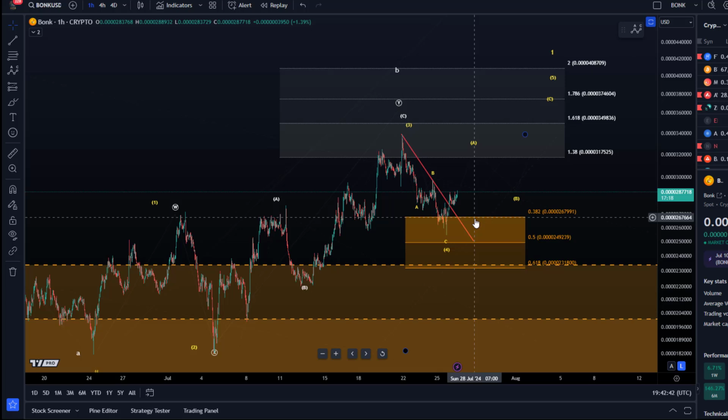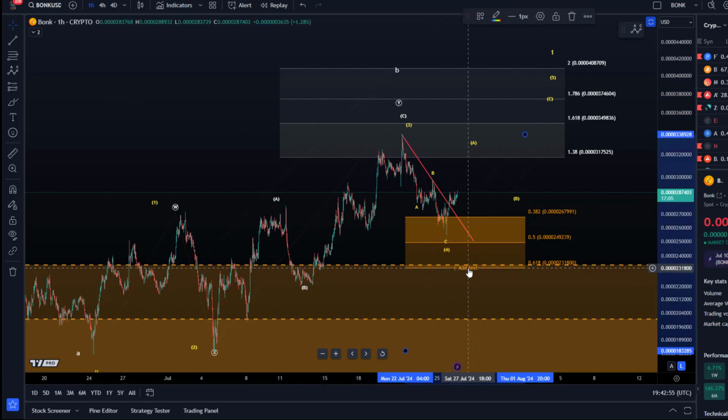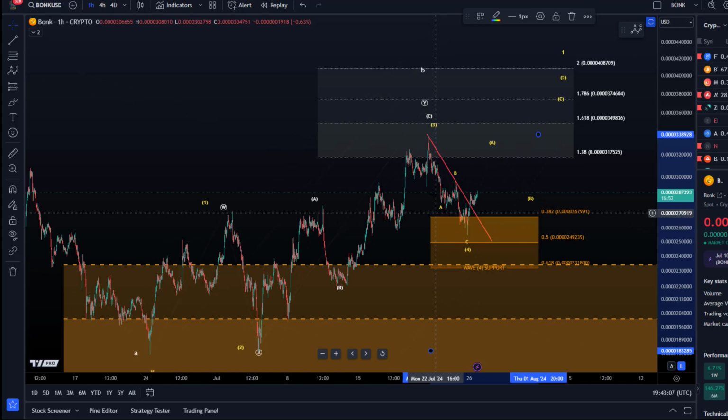Okay, what happens if we break back into the support region? What happens if we take out the Thursday low? Well, we could still find support maybe a little lower in this support region. Essentially, this is the wave 4 support region. Let me write that down here, wave 4 support. And as long as it's holding, the focus could be on higher in the yellow scenario. We can give the bulls the benefit of the doubt.